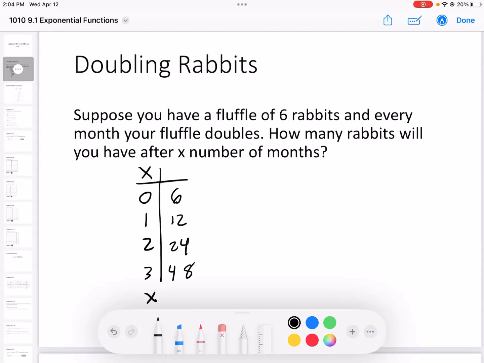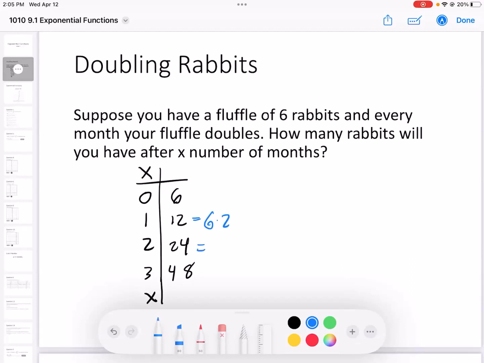As we look at these numbers, we know that the pattern is that we're multiplying by 2. But how could we write an equation that would tell us the number of rabbits we have after X months? It might help if we write down how we calculated it. So how did we figure out that after 1 month, we have 12 rabbits? How did you get the number 12? 6 times 2, okay.